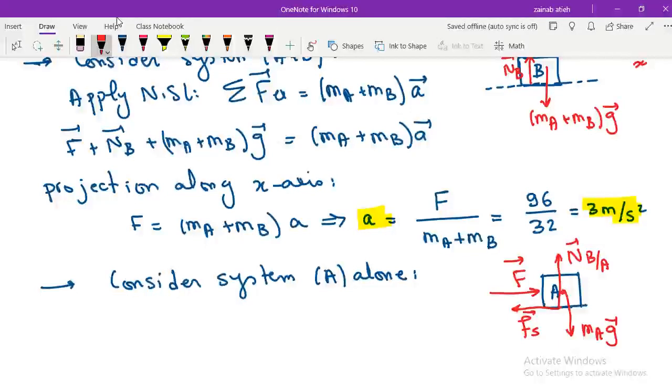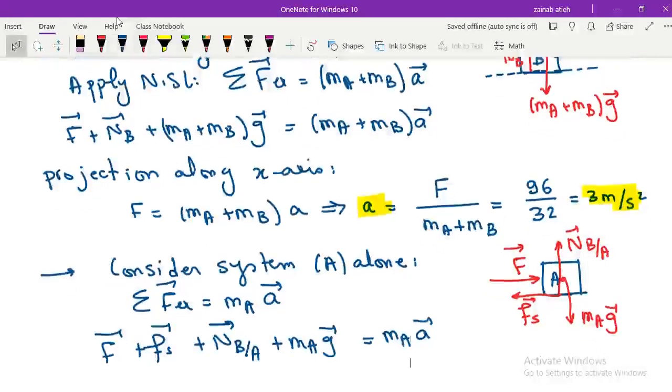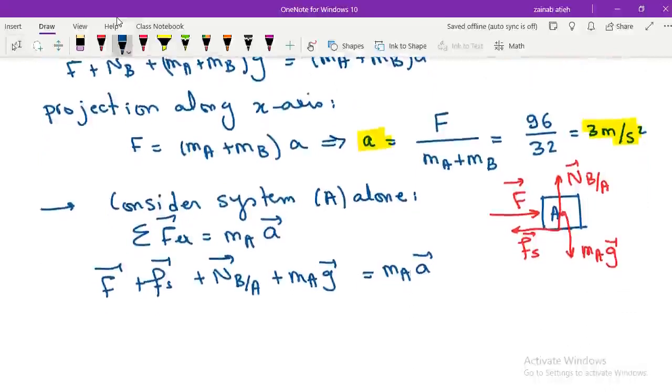So let's apply Newton's second law. The sum of the external forces is equal to MA times A, for A only. So I have 4 forces: F plus Fs plus NB over A plus MAG is equal to MA times A. Okay, now I will project along the x-axis and on the y-axis.